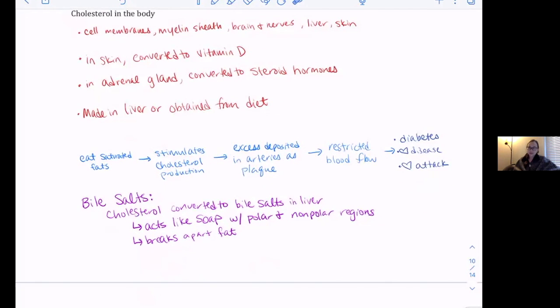The actual structure of it is not super important, but it acts like a soap. We add on a polar part of that molecule, and it ends up acting like soap with a polar and non-polar region of the molecule. And those bile salts, now that we've transformed the cholesterol into them, can break apart fat and help scrub fat out of our bodies.